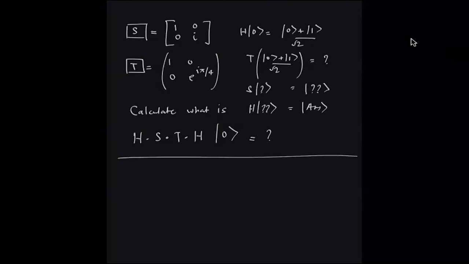The answer which you should get, as per my notes, is that if you get 1 by 2, I hope you are all trying. If you are not sure about something, you should ask. But I hope that you are at least attempting to write what this should be. So i 3 pi by 4. This is with 0. And with 1, it's something like 4.